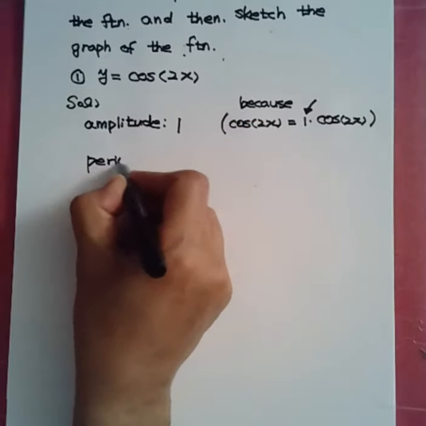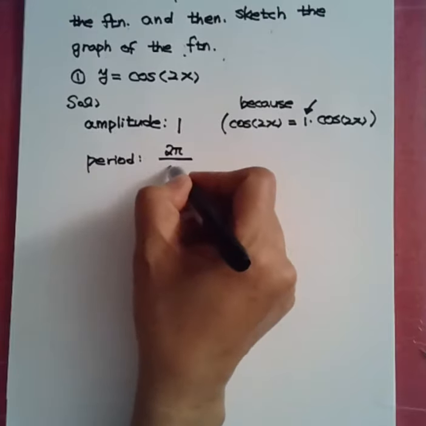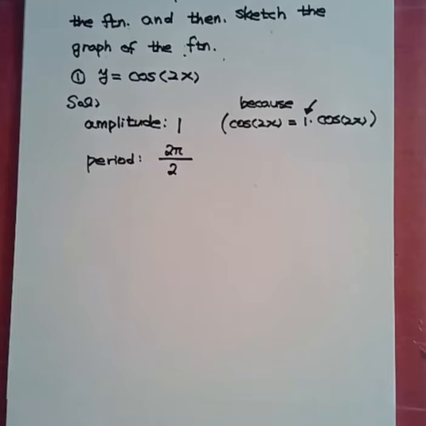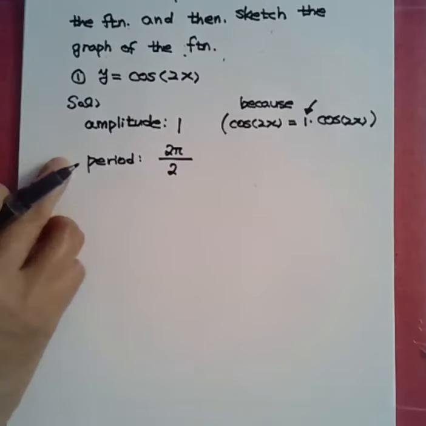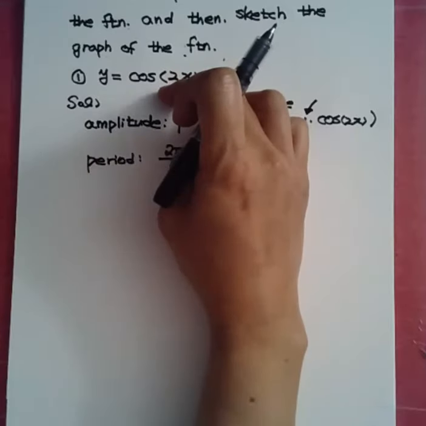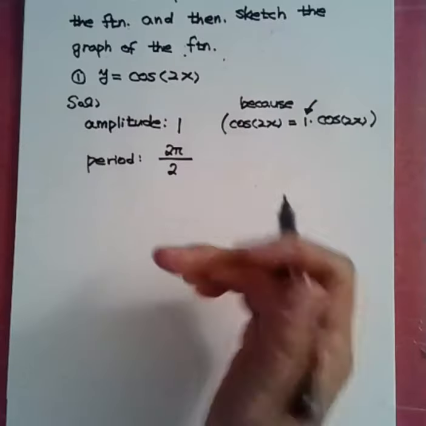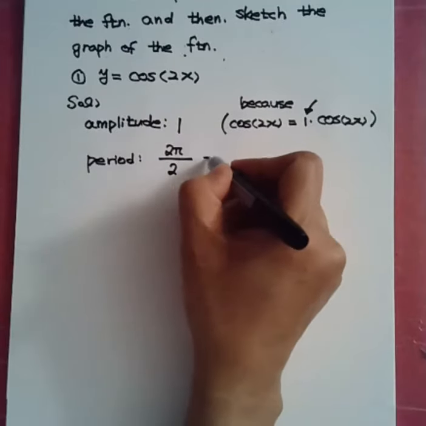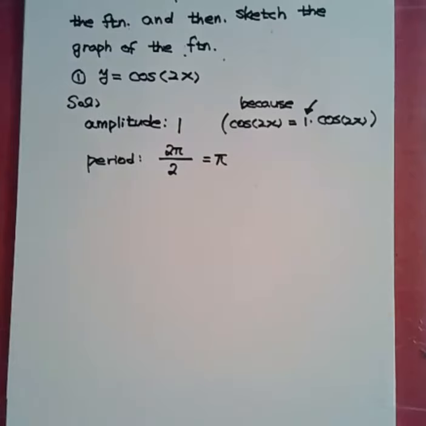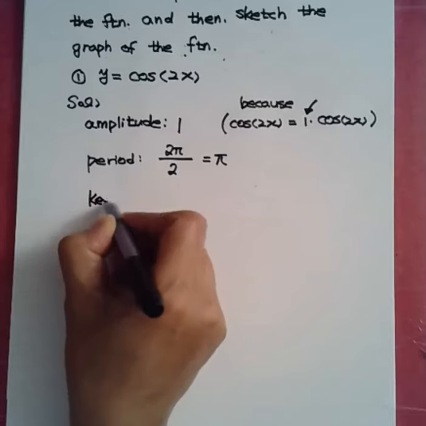So you can say the amplitude is 1 if you are an algebraic person. Period is 2 pi divided by 2. Both amplitude and period are positive numbers, so you can just forget any negative sign. In this case, the problem is given with a positive number, so you don't have to be careful. That is pi, and we have to think about key points.